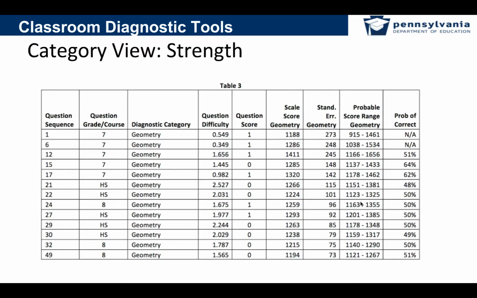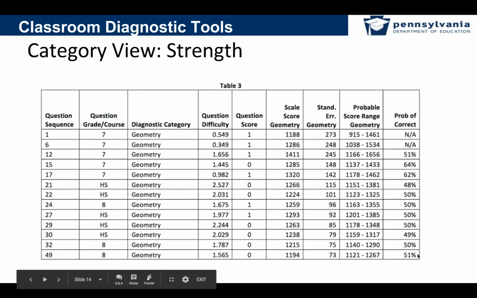If you look all the way over to the far right, the probability of correct, the system is trying to get to the point where the items are a 50% likelihood of the student answering correctly. And so that probability of being correct, you can see they're hovering right around that 50%.